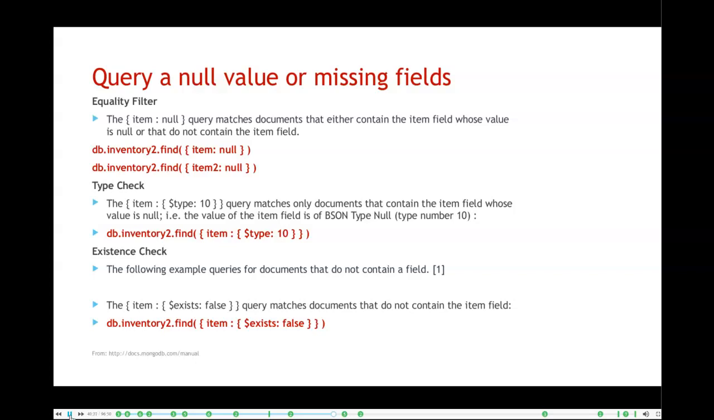So it says here that if you put item, this one, and the type 10, the operator type 10, this query matches only the documents that contain the item field whose value is null. That means the value of the item field is of the JSON type null, type number 10. So what is the meaning of that? I'm not sure if anyone is still with me or not, but this is another way you can check for the null value.